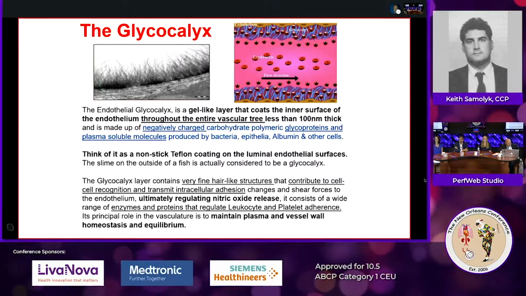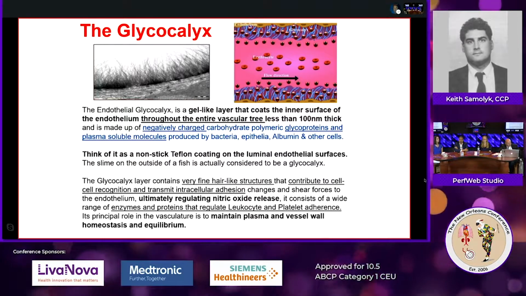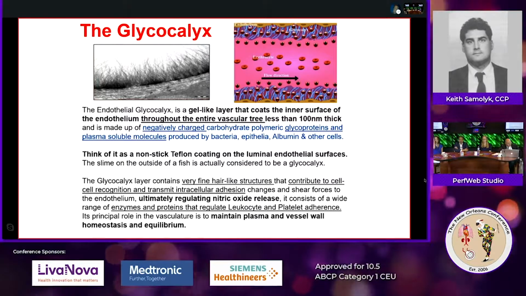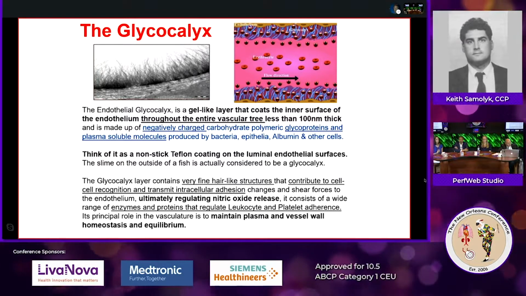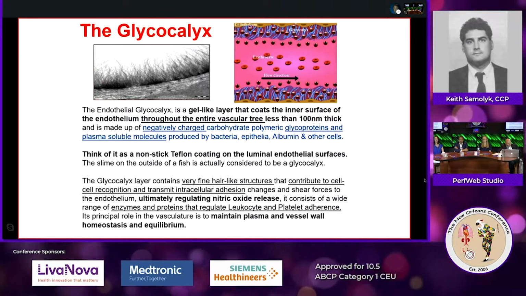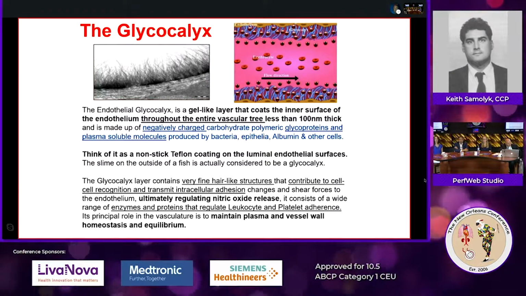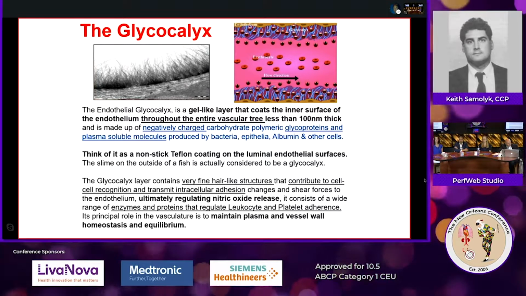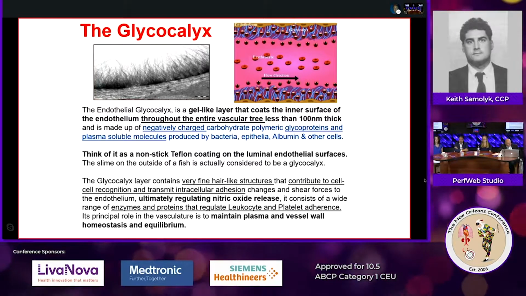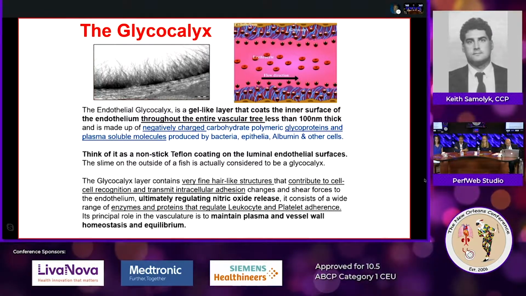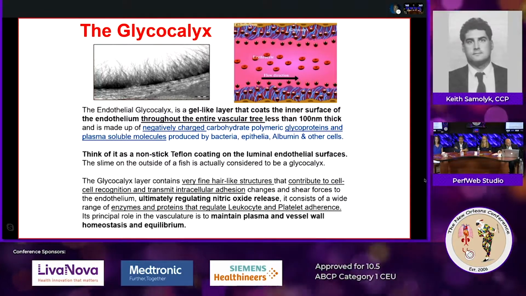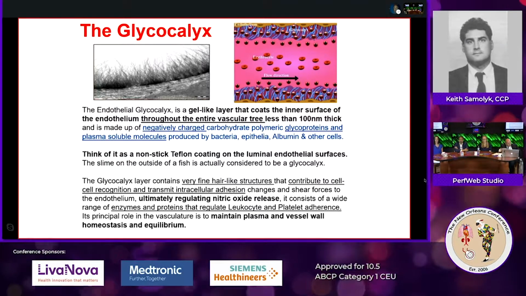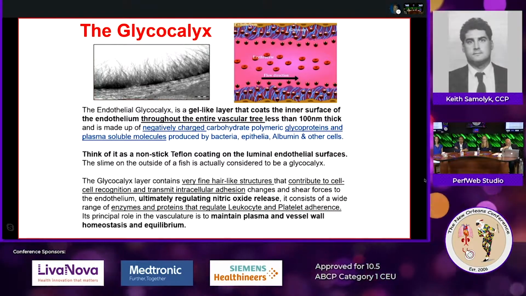If you think of it as a non-stick Teflon coating on the luminal endothelial surfaces, what's interesting is I think everybody in the audience has picked up a fish before, and it's got that slimy outer layer. That's like the fish's glycocalyx. If you were to scrape off that slime layer of a fish, it would not survive. It's protecting the fish. And if you slough off or scrape off, through shear stress, the glycocalyx, you're going to have free movement, and you're also going to have white cells and platelets start to adhere to the endothelium.